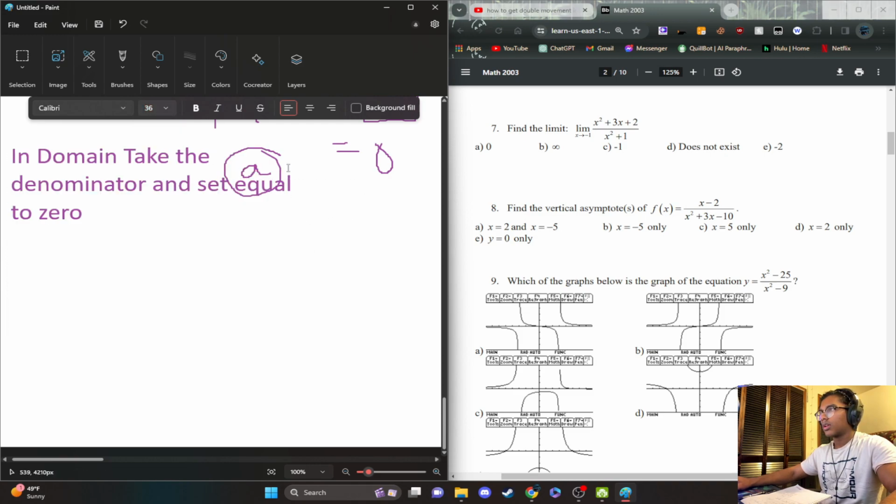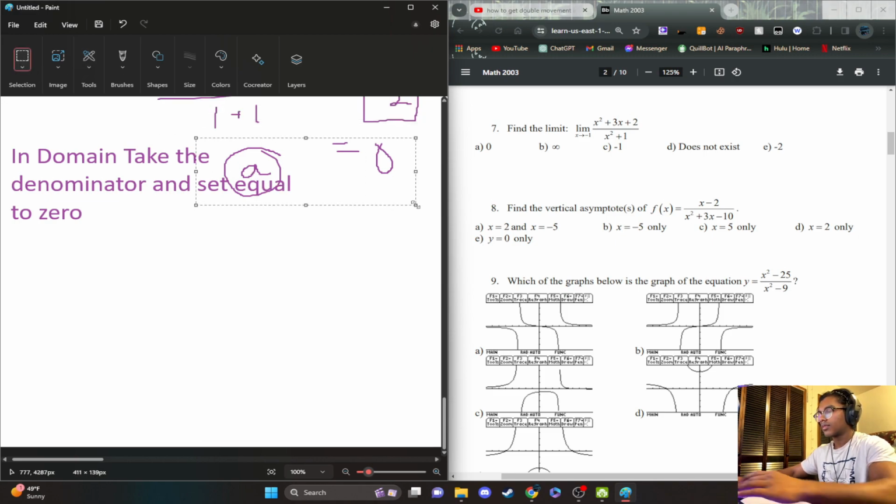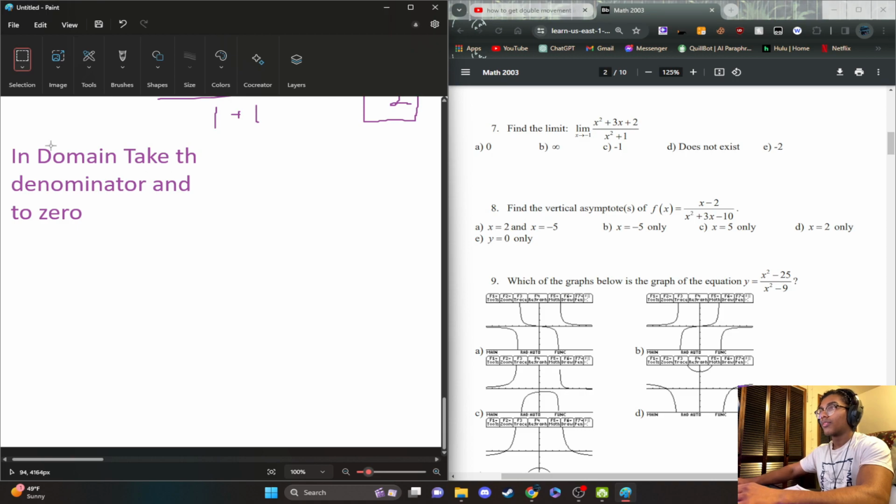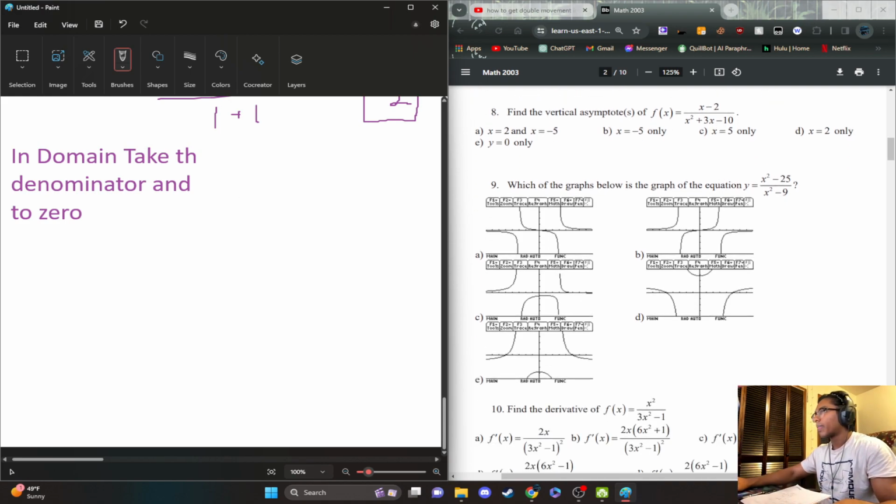Okay, let me try to delete some of this stuff. You basically take the denominator and turn it to 0. That's what I'm trying to say. So in this case, in the denominator you have x squared plus 3x minus 10. You set that equal to 0 and you find the answers.